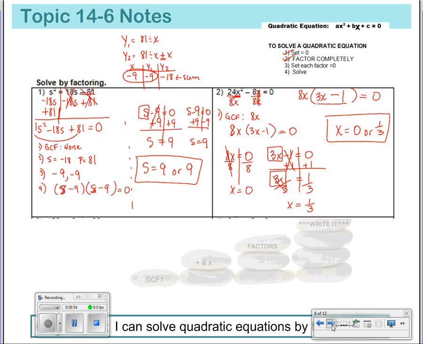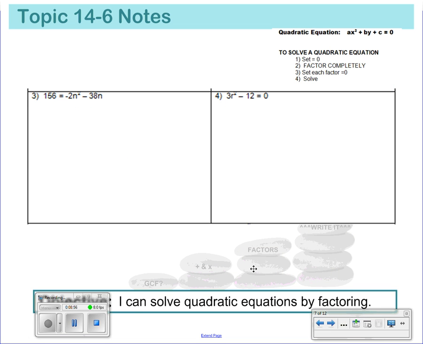Problem number 3. We have 156 equals negative 2n squared minus 38n. Again, our goal is to get it into our standard equation where the number in front of the x squared is positive. And so notice we have a negative 2n squared.